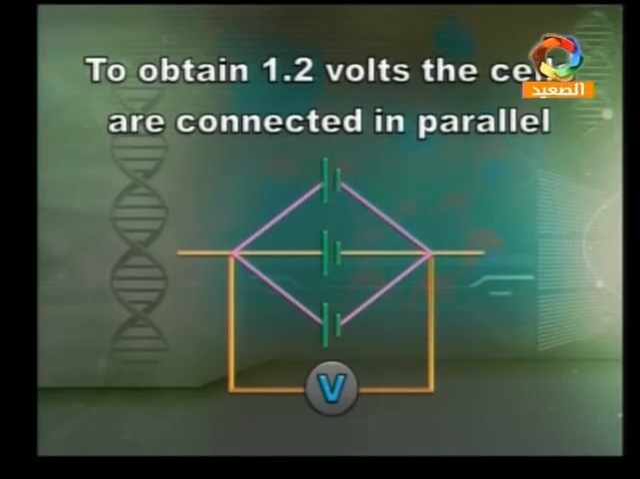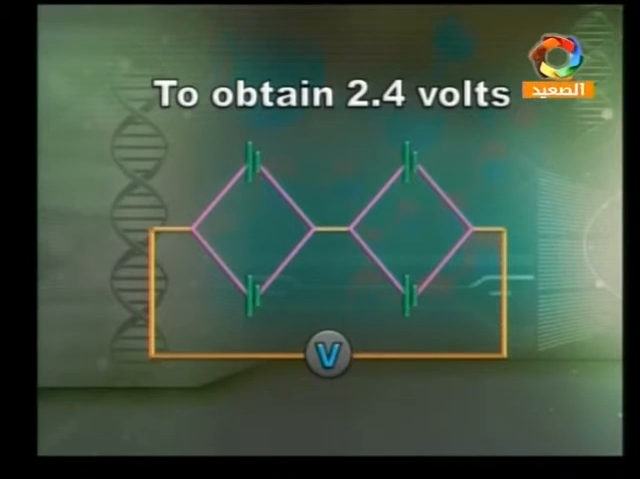Let's go to see the last part. Yes, I have a parallel and I have a series, so I have maximum and lowest. What about the third number? I don't understand. How can I find it? Can you tell me how I can do that? Yes, it obtains 2.4 volts.